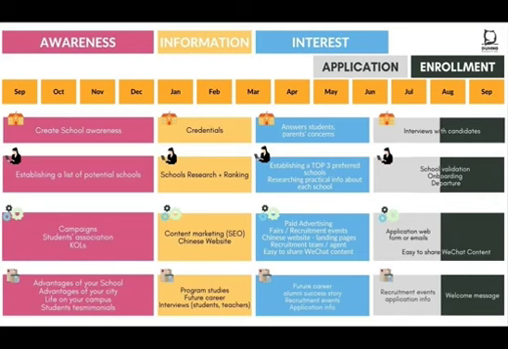At the awareness stage, you can see the first level. You have to create school awareness, which is pretty important here. The students and the parents will be establishing their list of potential schools at this level, as we have seen. Then you can activate using some campaigns, working with the Students Association and the KOL, and take advantage of your schools, and of your city.